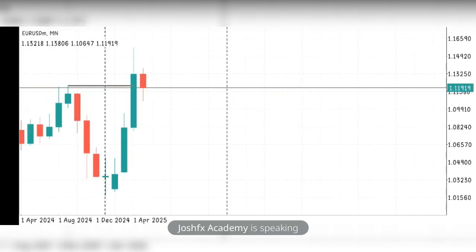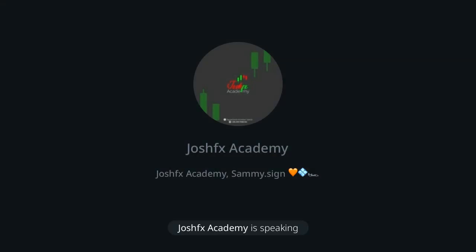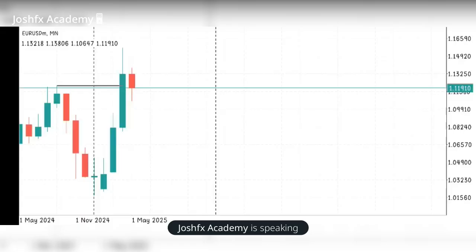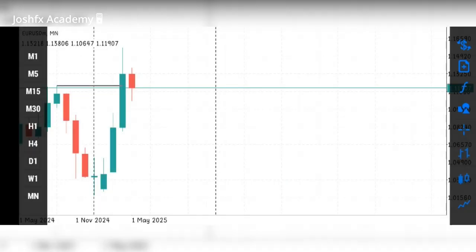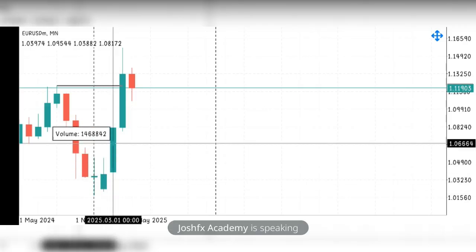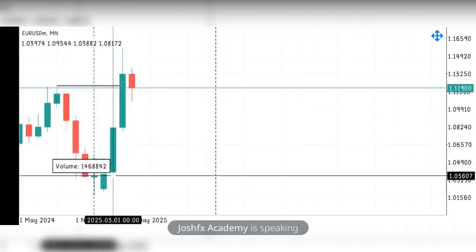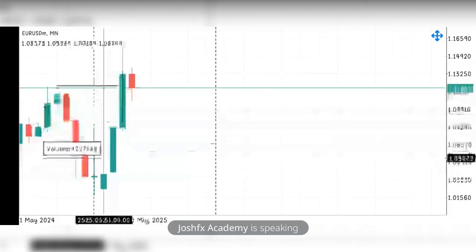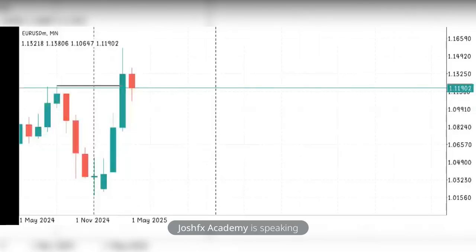So the question is, what is fair value gap? Fair value gap is when you have three candles following each other, like the same three candles. Look at this candle now. This is a bullish candle. One, two, three. When you have three candles like this, and none of them overlap, by the time you mark the lows and the highs, this is what I mean.